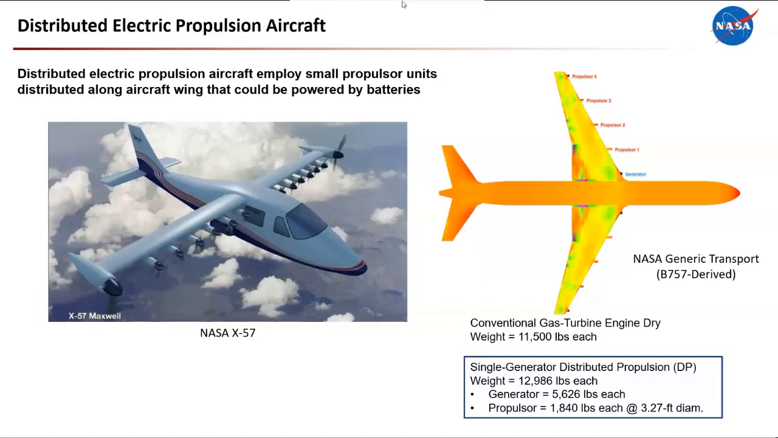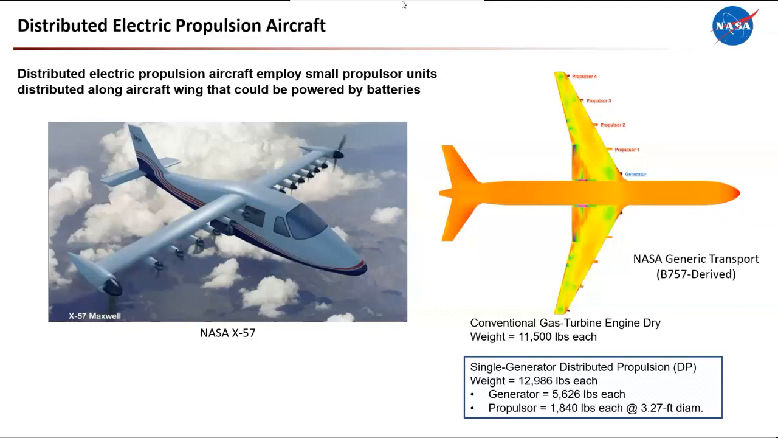Now when you have batteries on board, it's going to change the entire aircraft design altogether, because you no longer use the gas turbine engine to power the airplane, but you might have to use electric propulsors, because those electric propulsors are smaller in size, and they can be better driven by electric motors as opposed to gas turbine engines. So instead of having two big gas turbine engines, we would have multiple little propulsors placed along the wing. So we call it distributed electric propulsion.